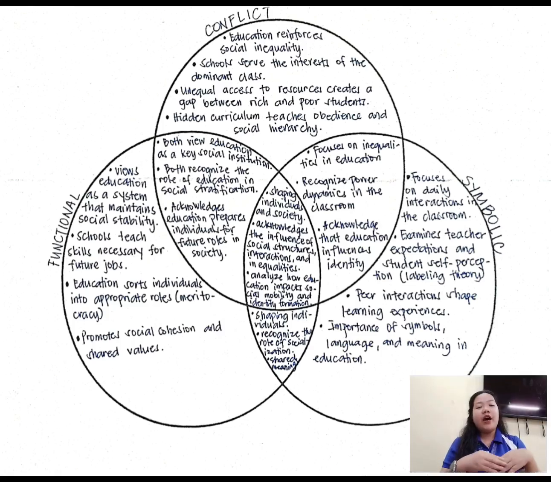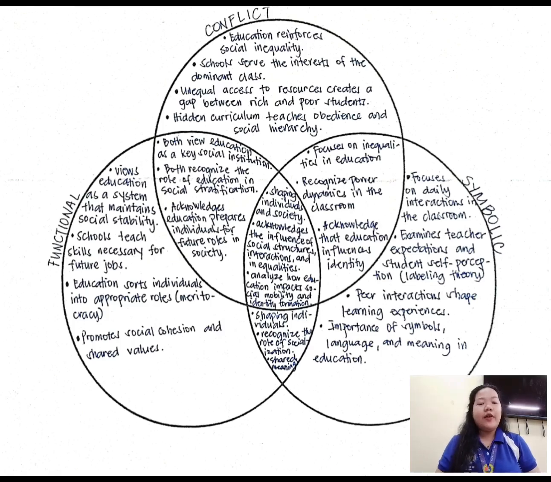Now I'm going to talk about what is common among those three main theories of sociology. So first, those theories recognize that education plays a role in shaping individuals and our society. So whether through stability, or the functionalism, inequality, or the conflict theory, or interaction, which is symbolic interactionism, those three theories agree that education influences people's lives and even their social roles.